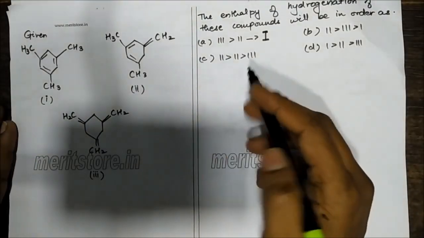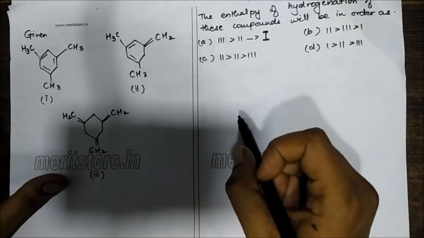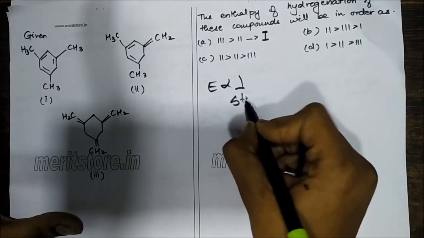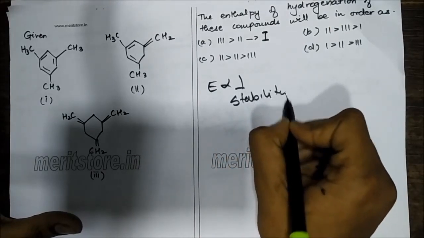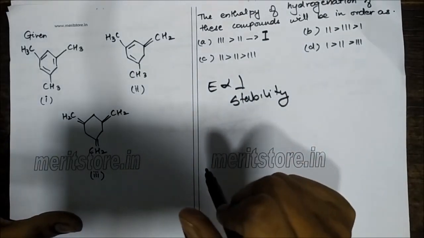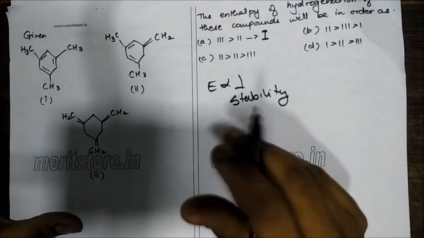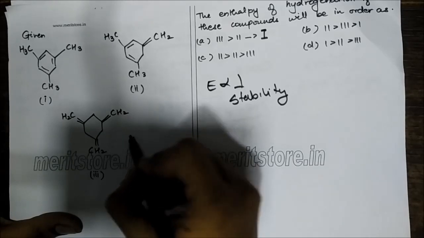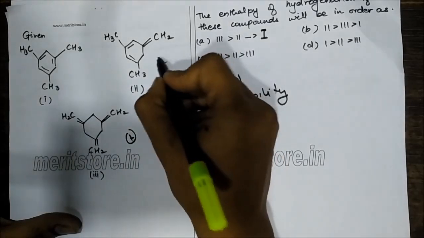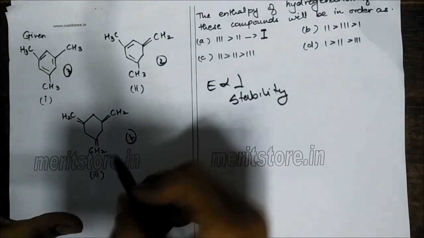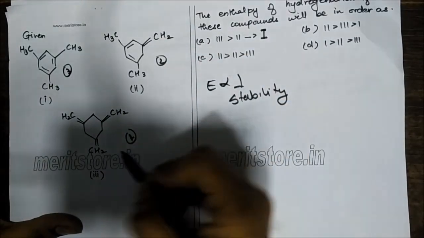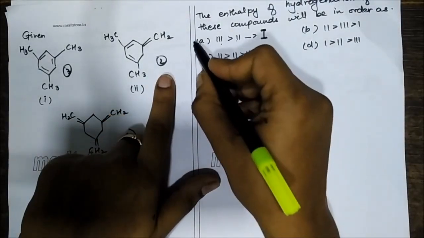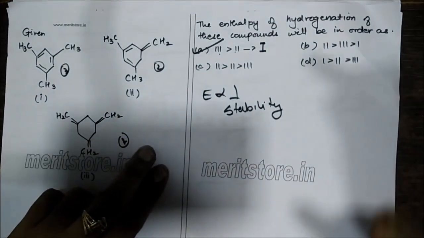See, here it is asked the enthalpy of hydrogenation in these compounds would be in the order of... remember, enthalpy is inversely proportional to stability. So if enthalpy has to be higher, stability has to be less. So which is the least stable compound if we compare these? This is the least stable compound, then this, and then this. Less stability means more enthalpy, which means 3 will have more enthalpy, then 2 and then 1. So the option is A. Okay, next.